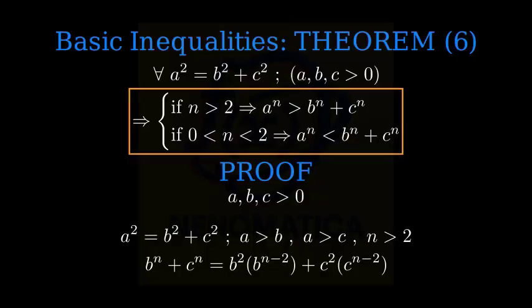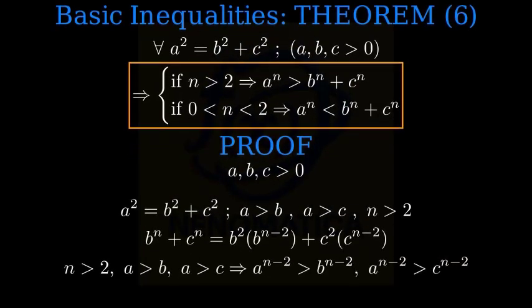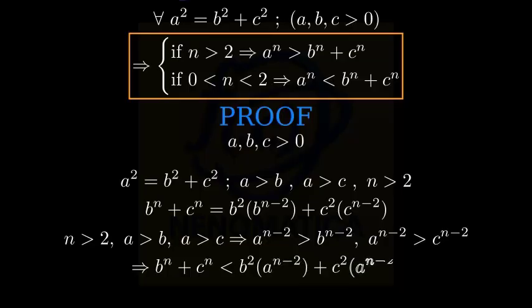For the next step, we'll use a key property. Since n is greater than 2, and we know a is greater than b and a is greater than c, we can say that a to the n minus 2 is greater than b to the n minus 2 and also greater than c to the n minus 2. This means we can replace b to the n minus 2 and c to the n minus 2 with a to the n minus 2, and the inequality will still hold.